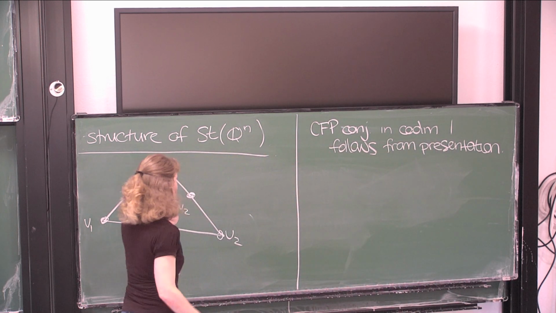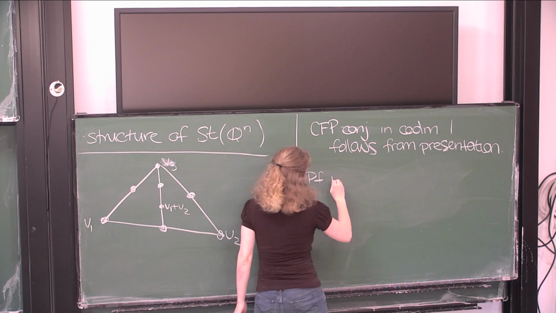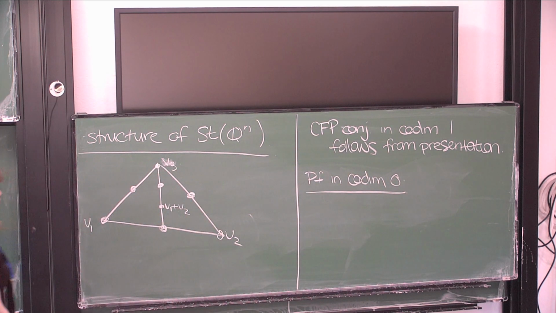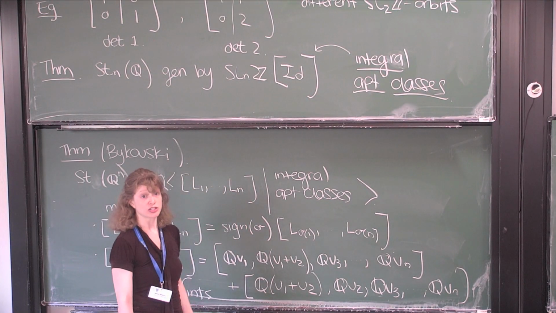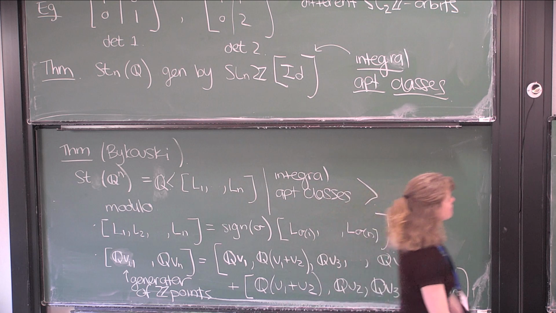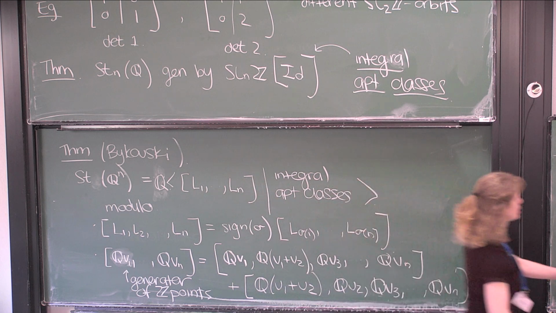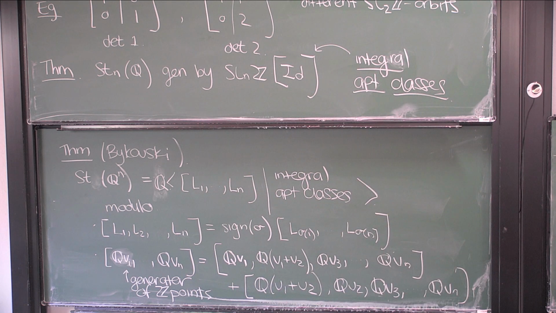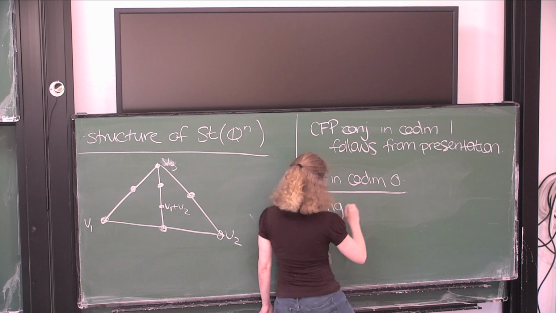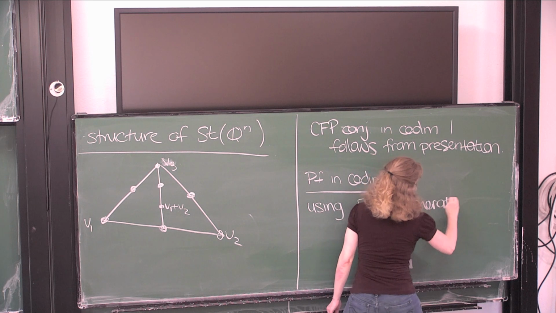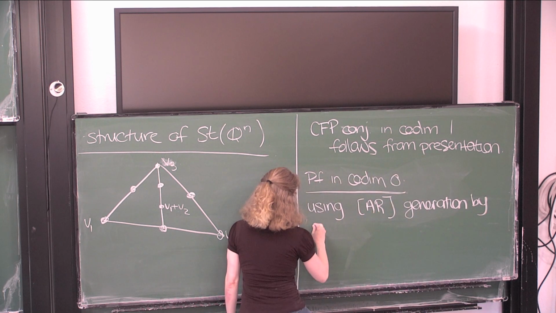Okay, and let's look at the proof in codimension 0. So this is the result originally due to Lee and Szczarba, but I'll give an anachronistic proof by using this result of Ash-Rudolph that gives the fact that the Steinberg module is generated by these integral apartment classes. Okay, so here's the proof. So using the theorem of Ash-Rudolph of generation by integral apartment classes.